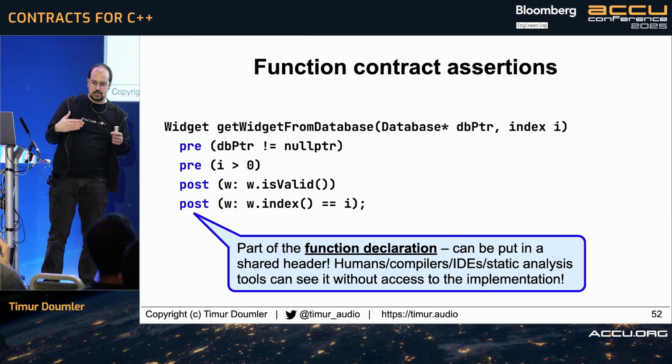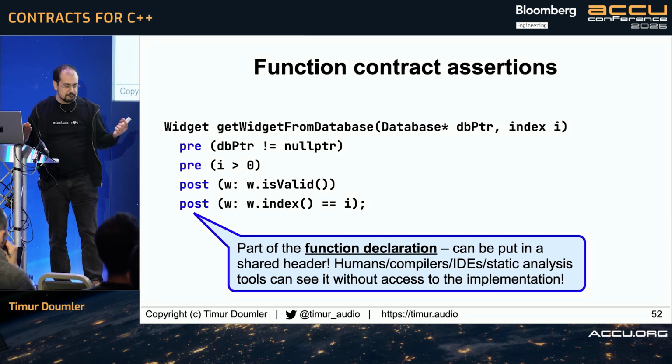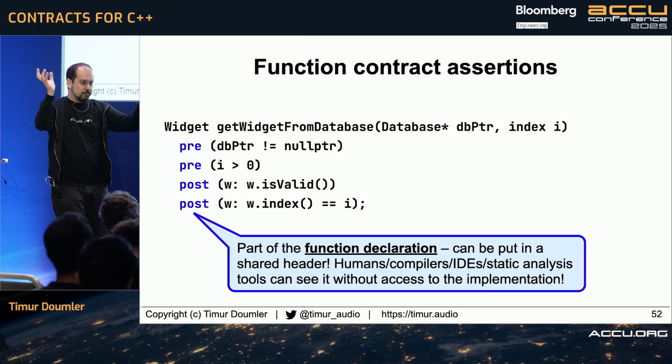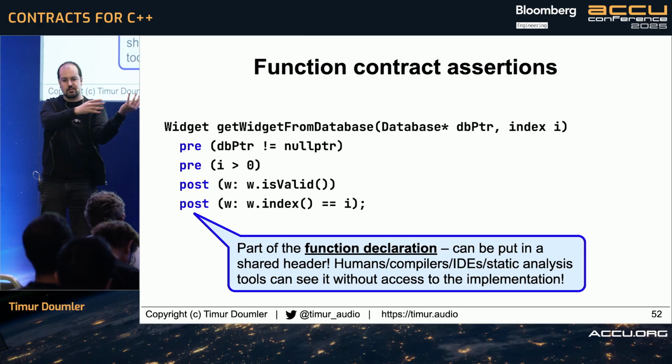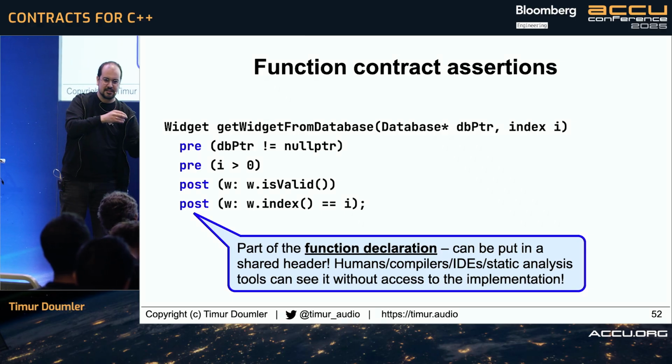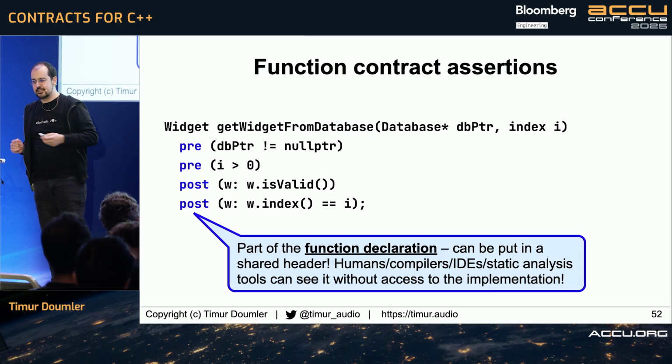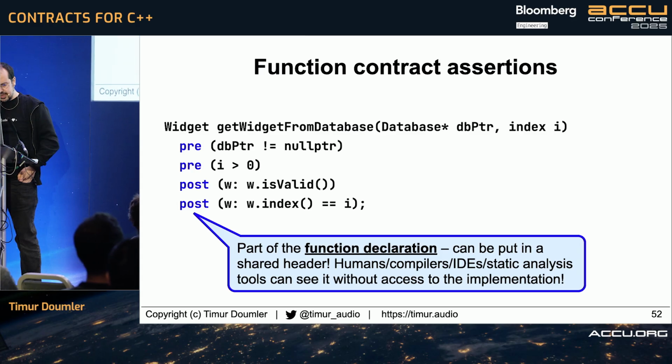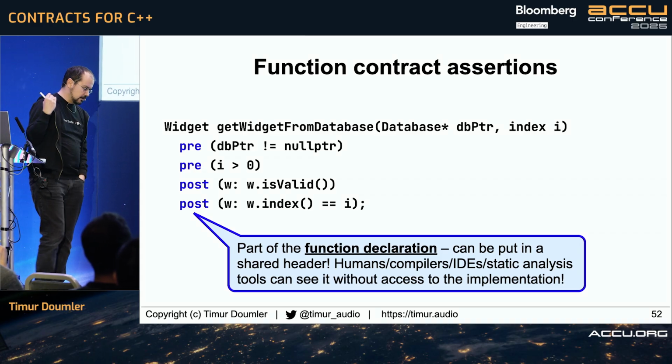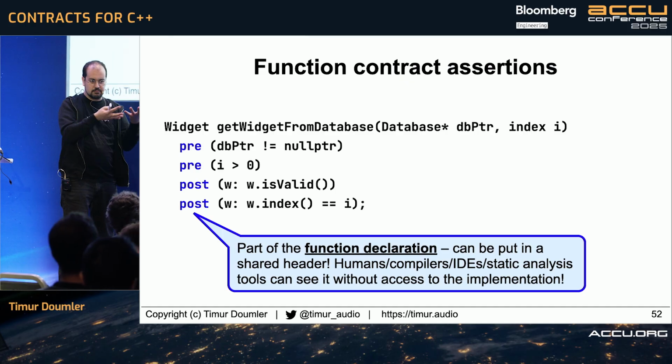So that makes these assertions a lot more visible, a lot more useful. Your IDE can display a little blob saying, hey, this function has a contract assertion. You probably want to make sure that you don't violate that precondition, right? And your static analysis tool can do that. The compiler can insert the checks right there.